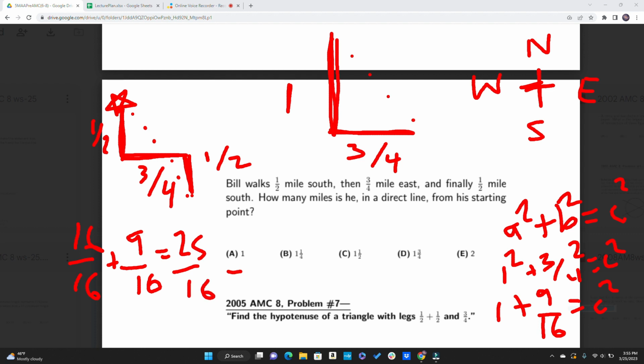That's c squared. So we want to take the square root of 25/16. Square root of 25 is 5. Square root of 16 is 4. So we've got 5/4. That's his distance from his starting point. Writing that out as a mixed number, we get 1 1/4. Answer choice B.